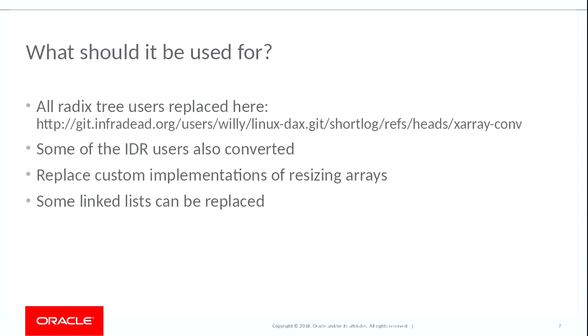So another great thing you can use it for today, and you should use it for today, is replacing custom implementations of resizing arrays. A fairly common pattern you see in device drivers is people inventing their own resizing arrays. I just submitted a patch for the AIO code, which has its own: you start out with one context, and if you allocate a second context, it doubles in size, and then you allocate a third context, it doubles in size to 4, and then it doubles again to 8. And really, it's just a resizing array of pointers, and that's exactly what the XArray is.